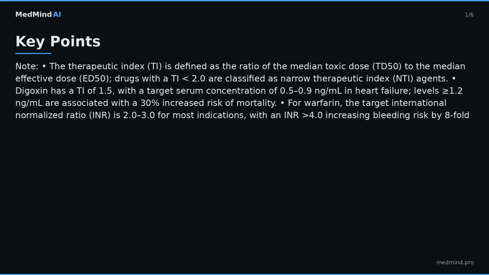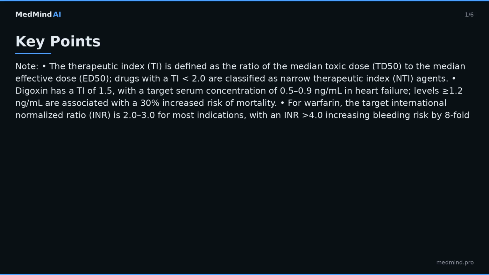Cyclosporin trough levels should be maintained at 100 to 400 nanograms per milliliter in the first 3 months post-kidney transplant, depending on protocol. Levels less than 100 nanograms per milliliter increase acute rejection risk by 35%. Vancomycin trough concentrations should be 10 to 20 mcg/ml for serious gram-positive infections. Troughs less than 10 micrograms per milliliter are associated with a 22% treatment failure rate in MRSA bacteremia.